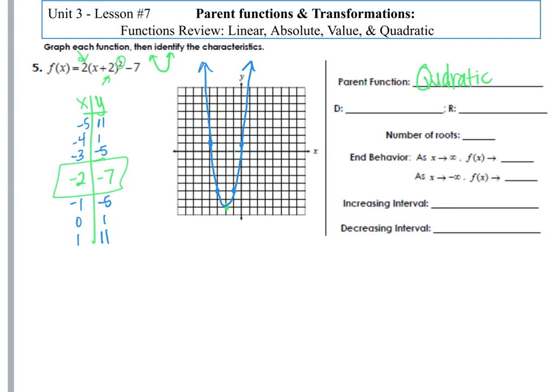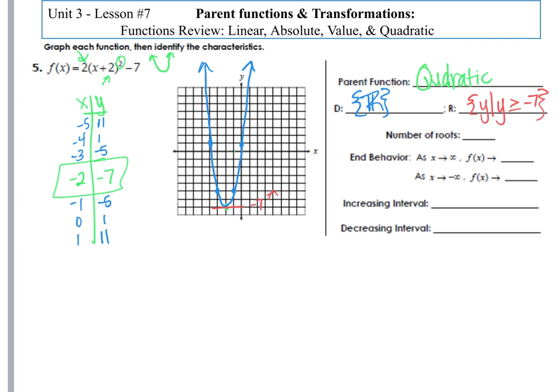So what's our domain? We are spreading from left to right forever, so our domain is all real numbers. When it comes to range for quadratics or absolute value, we're looking for a highest or a lowest point. Okay, we have a minimum, because this was a happy parabola, we've discussed that. That minimum value for y is negative 7, and it's going up. So we would say that the range is all of our y values such that y is greater than or equal to negative 7.